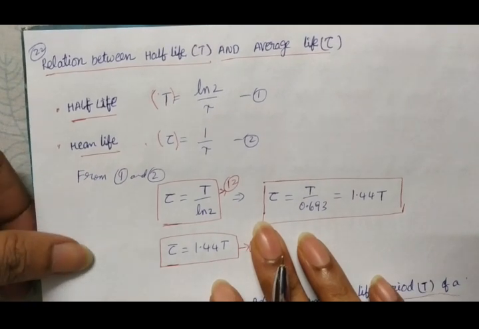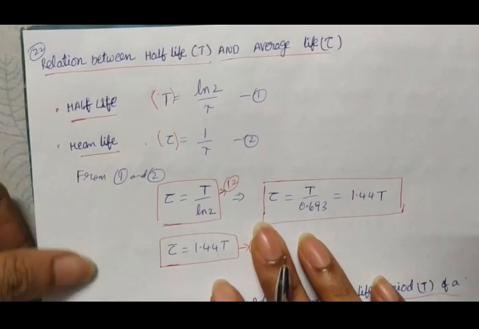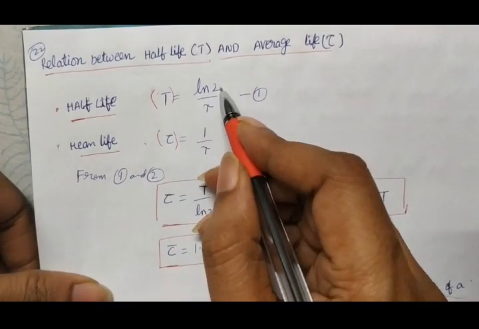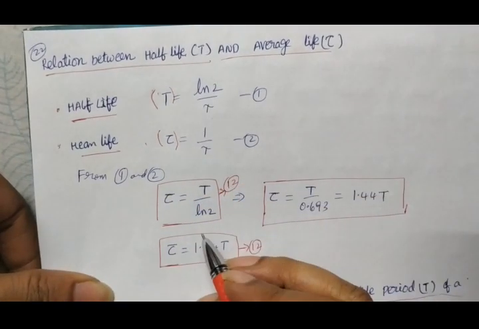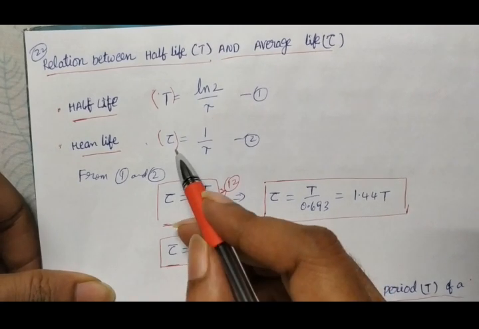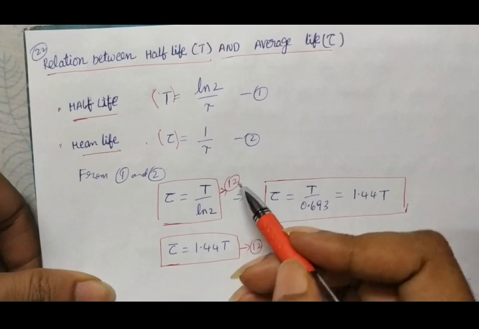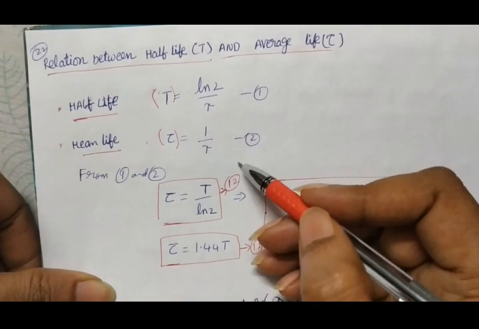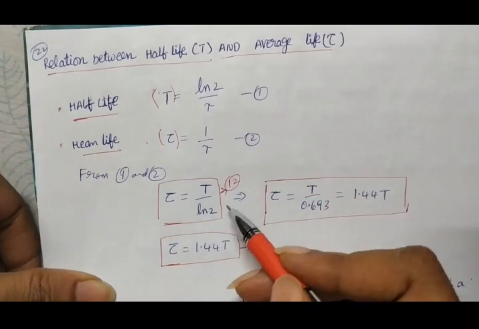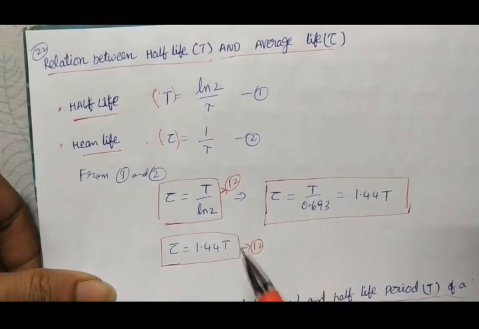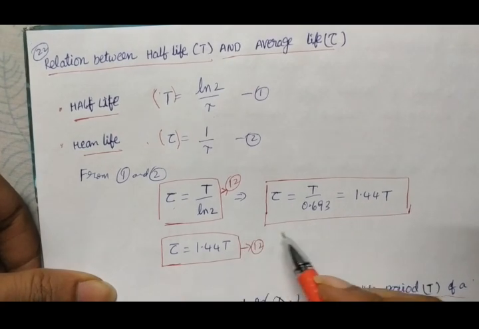Now we'll see the relation between half-life and average life, or mean life. The half-life formula we know, T is equal to log 2 by lambda. That is equation number 1. And mean life, that is tau is equal to 1 by lambda. Take the ratio of these two. So from equations 1 and 2, tau, nothing but mean life or average life, is equal to T by log 2.